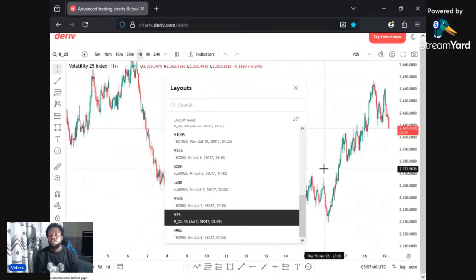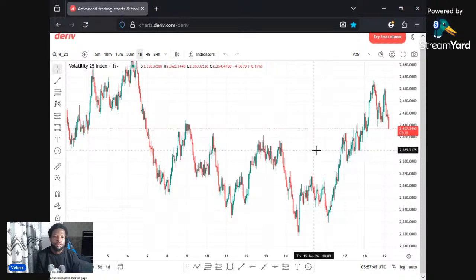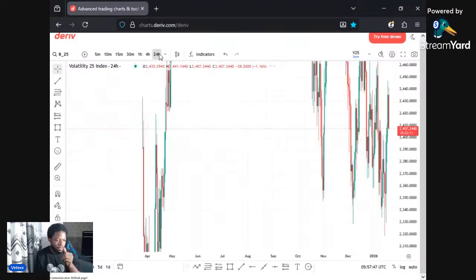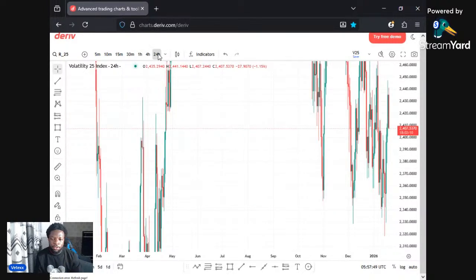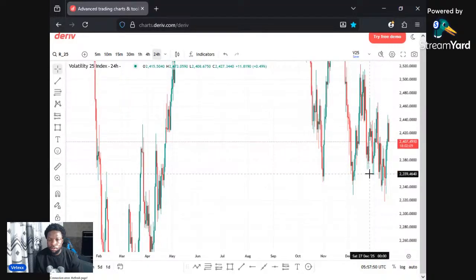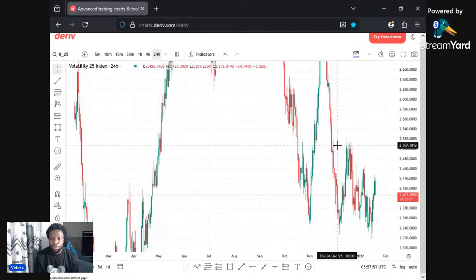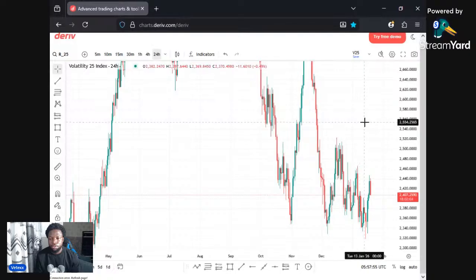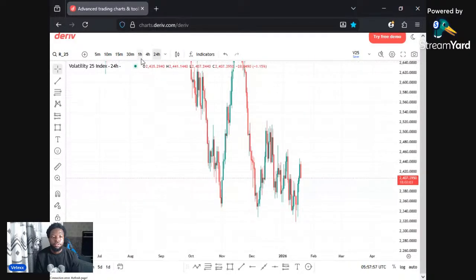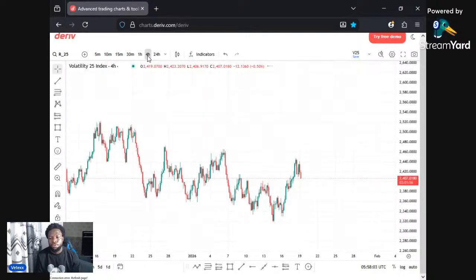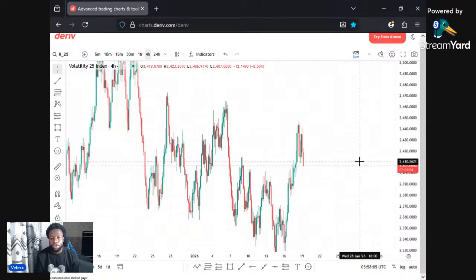the next on our list now is volatility 25 index. Okay, starting from the weekly time frame, volatility 25 index is bearish on the weekly time frame. You know how the structure looks. So the next time frame we'll go to is the 24 hour. Nothing is happening on the 24 hour. So the next time frame we'll go to is the 4 hour time frame, and check if there's something happening on the 4 hour time frame.